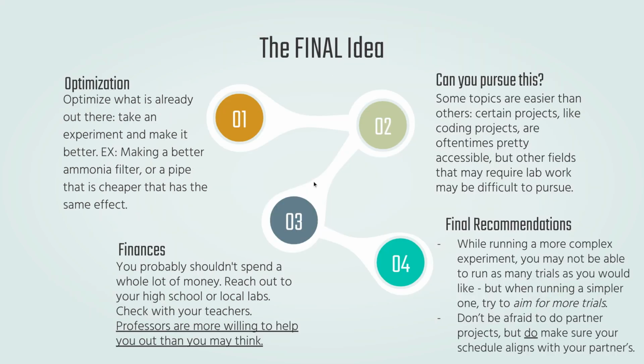After considering everything that I've talked about so far, you should start thinking about your final idea. Here are a few tips to come up with this. One of them is optimization. You can optimize what's already out there. You can take an experiment and change it a little bit or make it better. Maybe there are ammonia filters, right? Maybe you could make it cheaper but also make it 30% more effective, or make an ammonia filtration pipe that is maybe half the cost but 2% more effective.